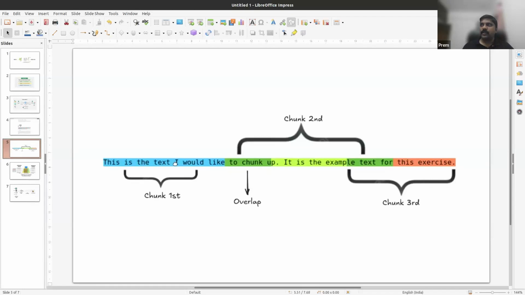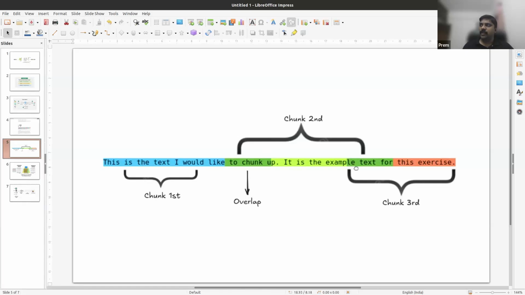Chunk 1 says, this is the text I would like to chunk up until this point. And chunk 2 also, you will start from chunk 2 and go up to this point. So this is the overlap. You will put this overlapping in both chunk 1 and chunk 2.